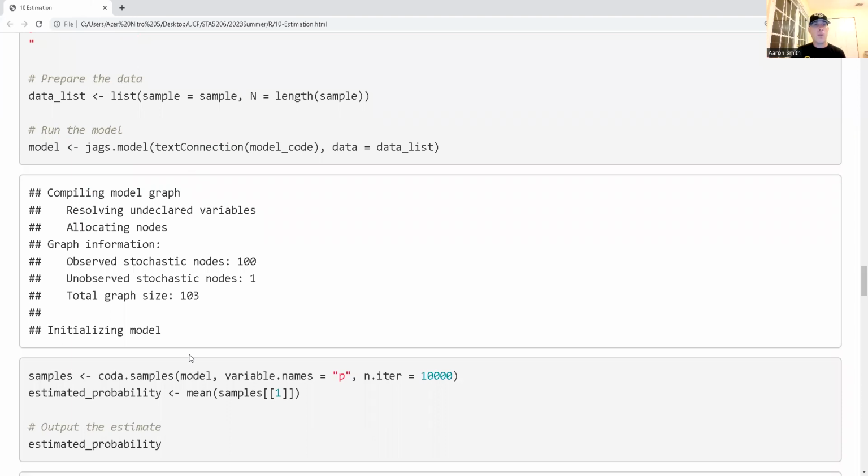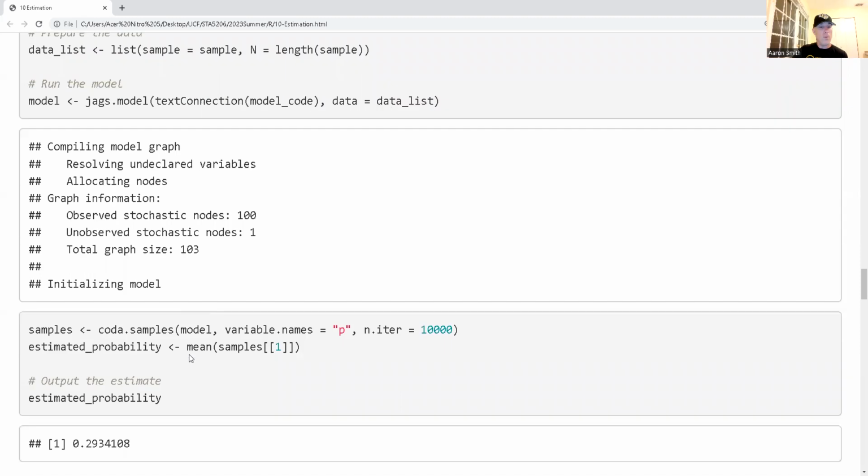DataCamp used to have a really good RJAGS course. It's where I learned. After I took that course, I started using it at work. All right, so now, after I get this all done, my estimated probability is 0.29.